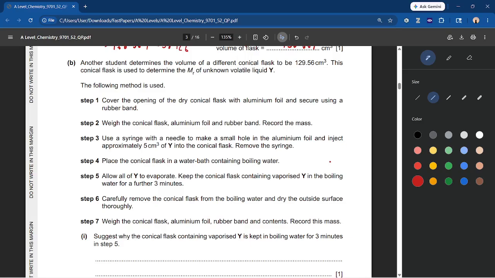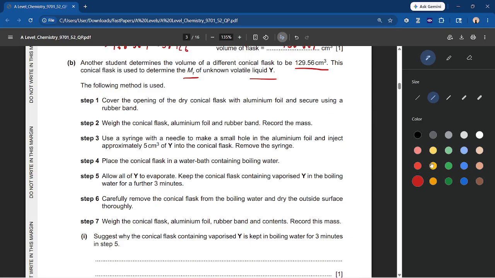All right. So the next question is, another student determines the volume of a different conical flask to be 129.56 centimeter cube. So the volume is 129.56. This conical flask is used to determine the Mr of the unknown volatile liquid Y. All right. The following method is used. Cover the opening of the dry conical flask with aluminum foil and secure using a rubber band.